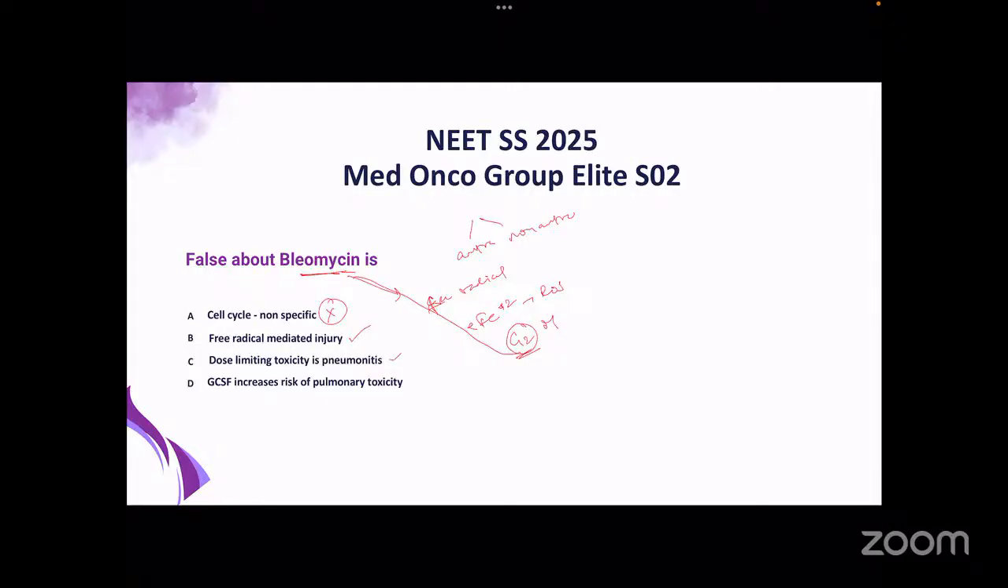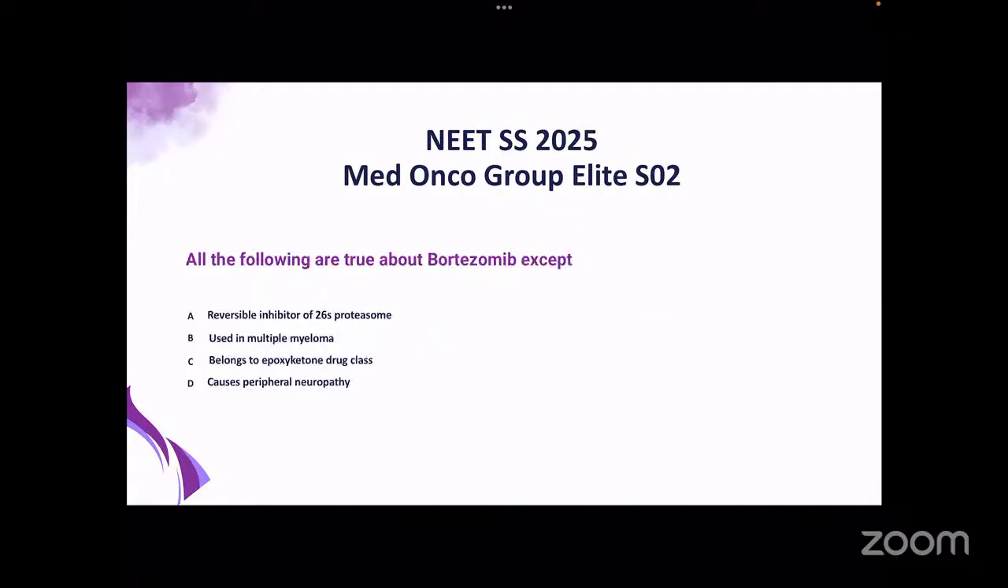It is idiosyncratic, but in some patients it is predictable, especially with increasing age, smoker, or if the cumulative dose is more than 400. GCSF increases pulmonary toxicity, yes, because when you use GCSF, neutrophils are increased. These neutrophils go and sit in the lung vessels, and then this increases the formation of reactive oxygen species. That's the reason pulmonary toxicity is increased. So the answer is A, cell cycle non-specific.